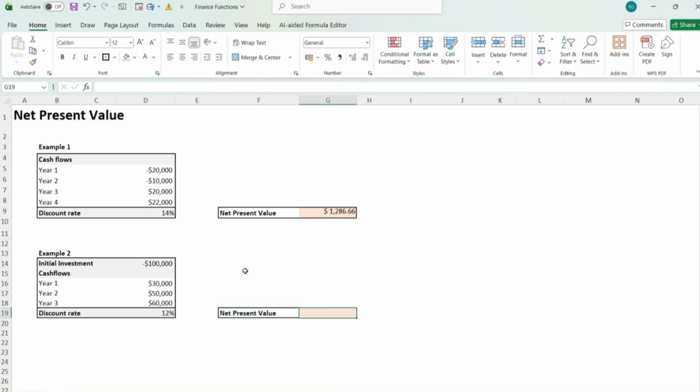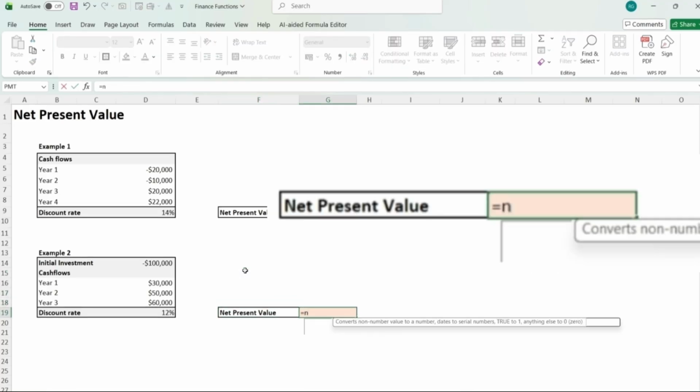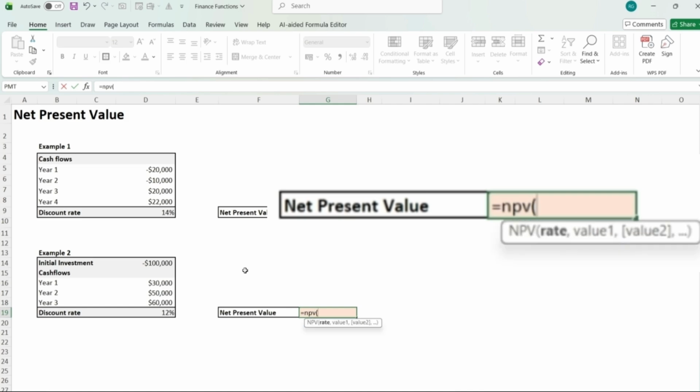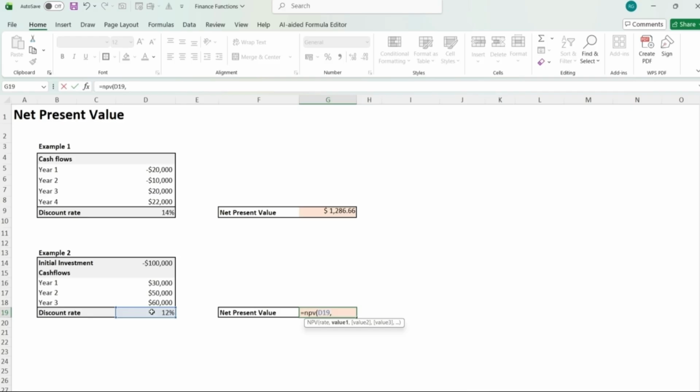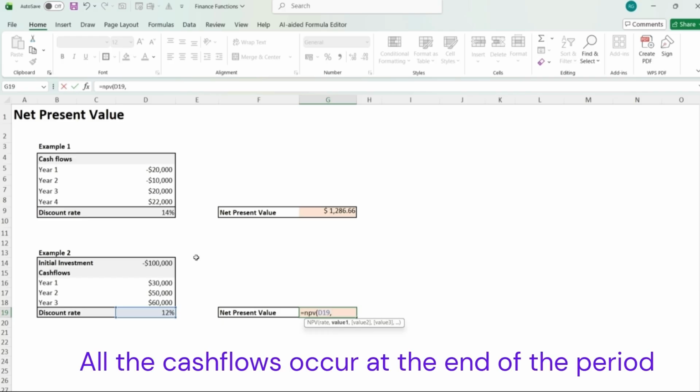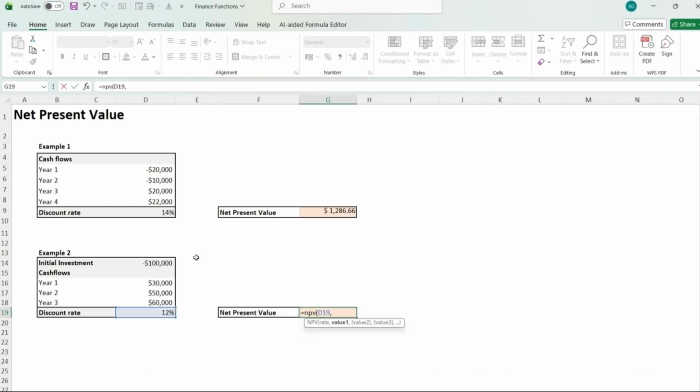To use the NPV function, we will type is equal to NPV bracket open. The rate is 12%, comma. Now the question is whether we should select all the four values over here. So one thing to remember in Excel's NPV function, it assumes that all the cash flows occur at the end of each period. Therefore, the initial investment made, which occurs at time 0, must be added separately.